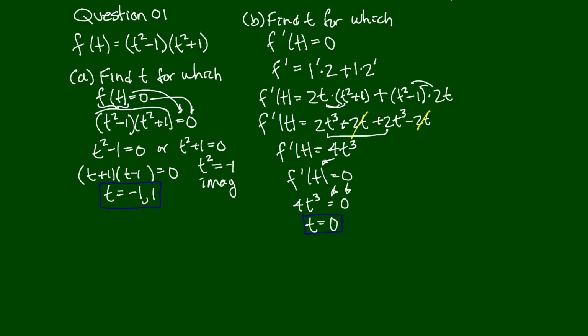And what that means is that if we were to graph this function at t equals 0, we would have a horizontal tangent line.